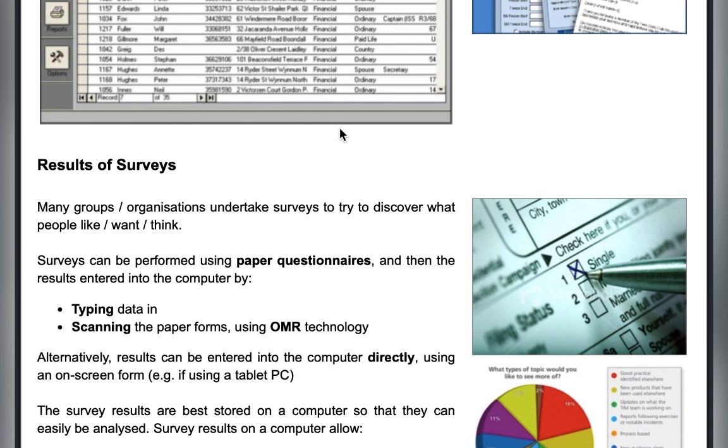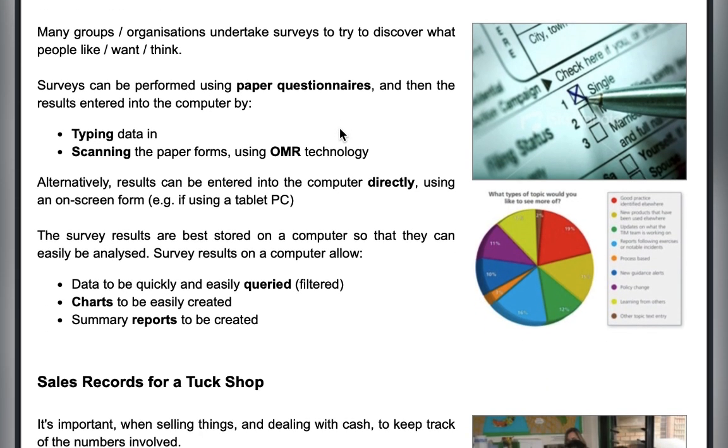So you can scan the paper form using OMR technology, optical mark recognition, or something like that. So you can use this recognition technology to scan, like the way they do in multiple choice. You do a multiple choice exam, they scan it, and then they grade your result in this manner. So the result you get can also be entered into the computer directly using an on-screen form, like using a PC tablet.